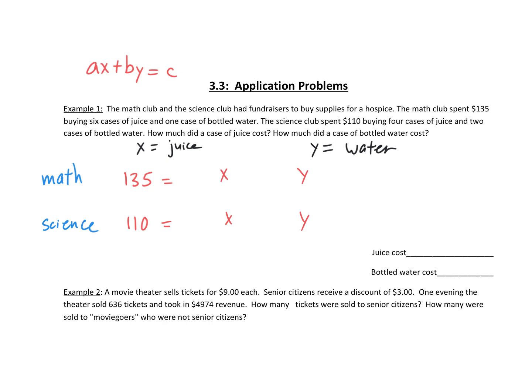So in the first scenario with the math club, what do we know about juice, which is x, and the amount that they got? Well, it said the math club got 6 cases of juice, so I'm going to put 6x. It also says the math club got 1 case of water, which is y. So 1y, and put plus in between. Then for science, they spent 110, buying 4 cases of juice, so 4x, and 2 cases of water, plus 2y. There we go. Now we have set up our equations.